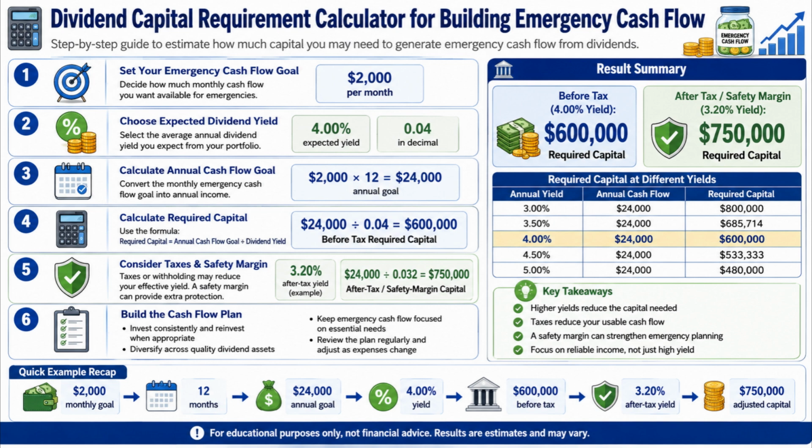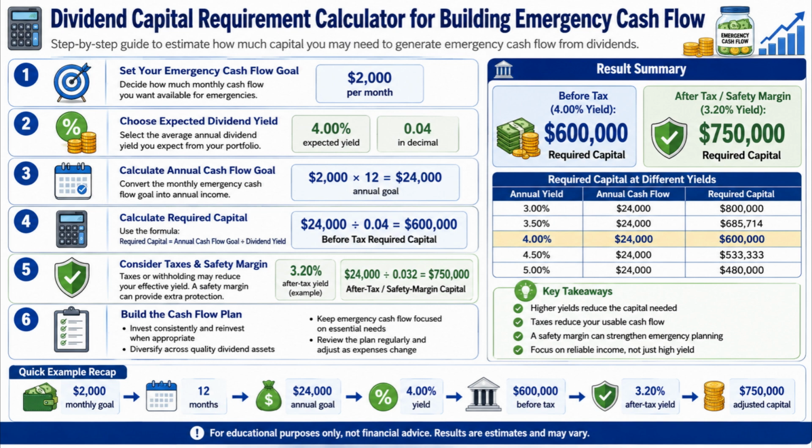In the example shown, the expected annual dividend yield is 4%. For calculation purposes, 4% is also written in decimal form as 0.04. This yield is important because it determines how much income your invested capital may generate over a year. However, actual dividend yields may vary depending on the types of stocks or funds you hold, market conditions, and future dividend changes.